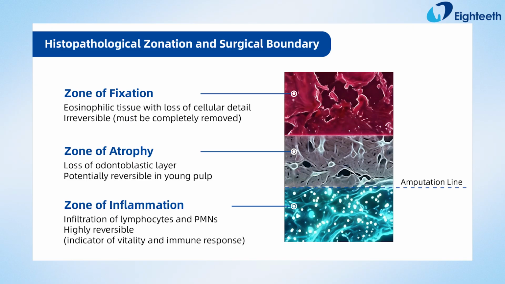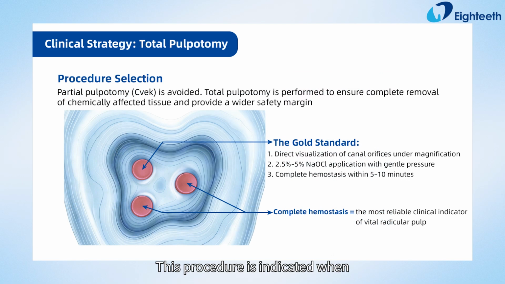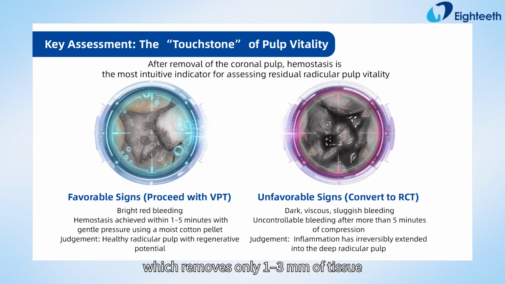Total pulpotomy involves complete removal of the coronal pulp to the level of the pulp chamber floor or slightly into the canal orifice. This procedure is indicated when the pulp is irreversibly inflamed, or when chemical changes have occurred, as in this case. Unlike partial pulpotomy, which removes only 1 to 3 millimeters of tissue, total pulpotomy provides a greater safety margin.